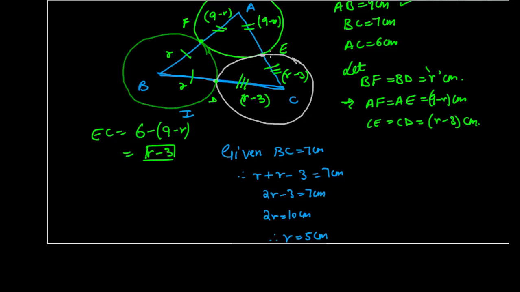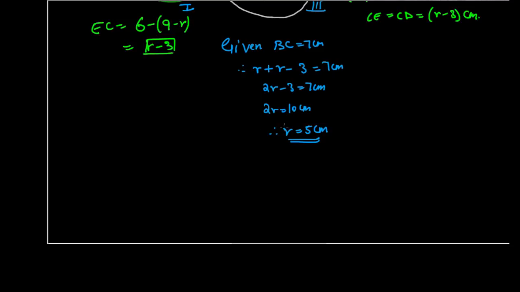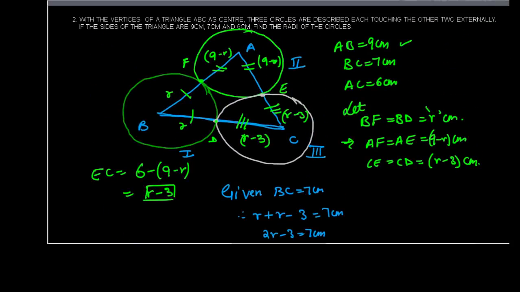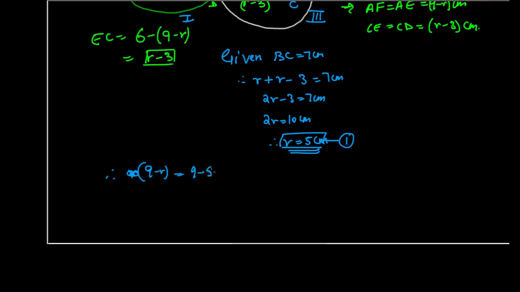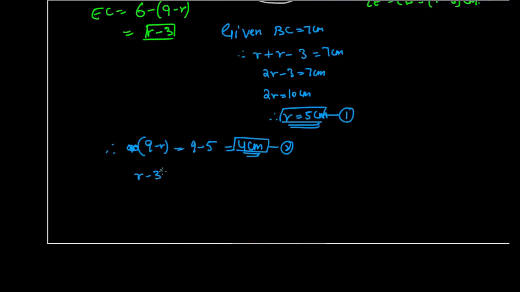So let this be circle 1, let this be circle 2, and let this be circle 3. Now, you got the radii of circle 1. Let's name this as equation 1. Therefore, 9 minus R, which is the radius of circle 2, if you notice here, right? So 9 minus R will be equal to 9 minus 5, which is equal to 4 centimeters. Equation 2. And the last radius R minus 3 is equal to 5 minus 3, which is equal to 2 centimeters.